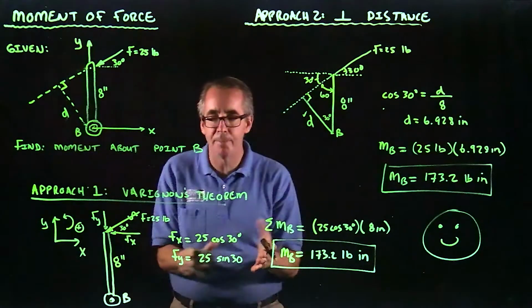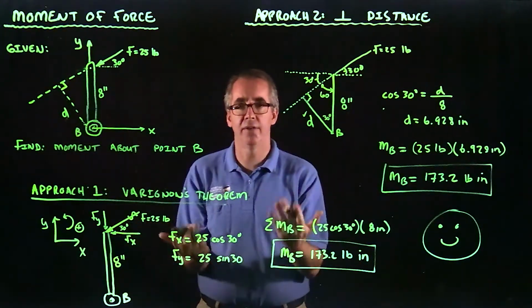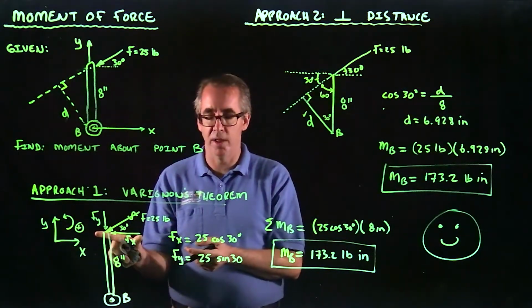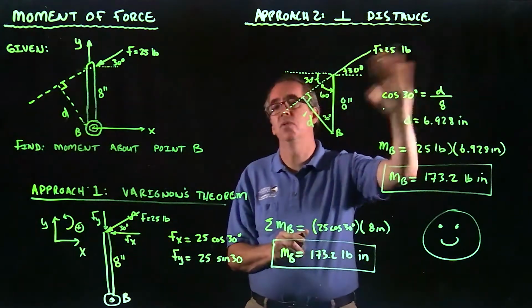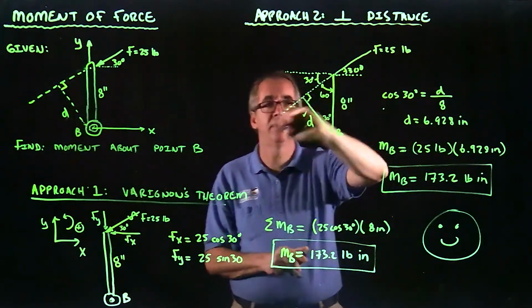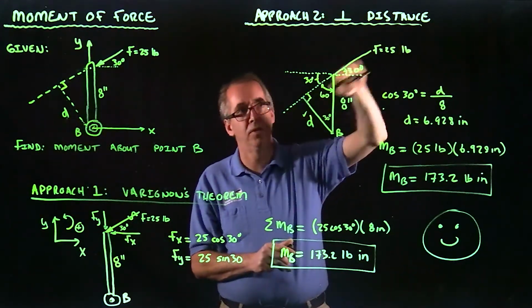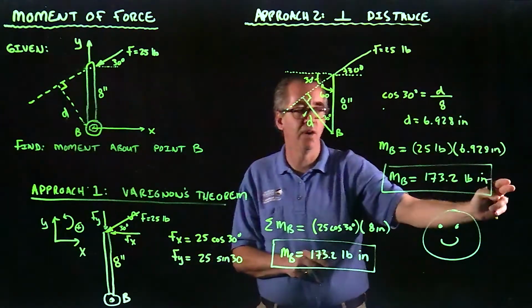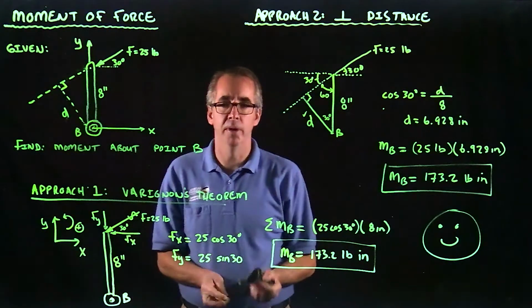Again, just to recap, I broke it down using Varignon's theorem, where I took the force and broke it into its x and y components, and then took the moment based on that of each x and y element or component. The other approach that I used was to solve for the perpendicular distance based on this concept that we can use this principle of transmissibility, that the force is anywhere along this line of action. Having this perpendicular distance, we solve for the moment directly. That concludes this example of a moment of a force.